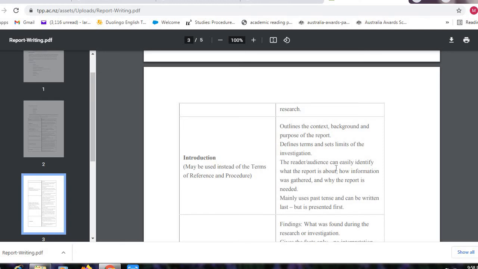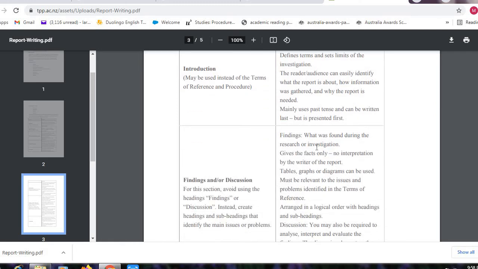Introduction: the reader or audience can easily identify what the report is about, how information was gathered and why the report is needed. Mainly uses past tense and can be written last but is presented first. Findings: what was found during the research or investigation. It gives the facts only, with no interpretation by the writer of the report. Tables, graphs or diagrams can be used, and must be relevant to the issues and problems identified in the terms of reference. The findings and discussion section is arranged in logical order with headings and subheadings.